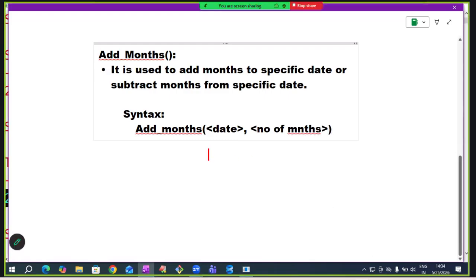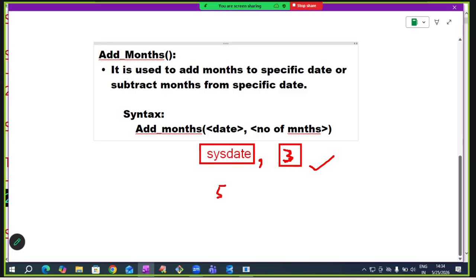Suppose here I am giving sys date. If I give 3 here, 3 months will be added to today's date. After 3 months date, we get here. If you want to subtract, write -3. 3 months ago date we get. Positive number means add. Negative number means subtract. Once again, I'm telling: to today's date, I want to add 3 months. So write 3 here. After 3 months date, we get.